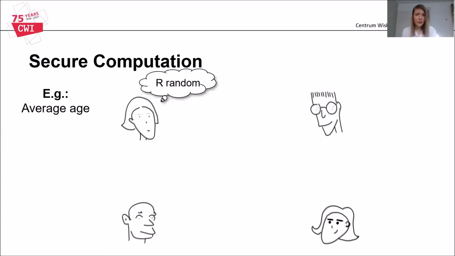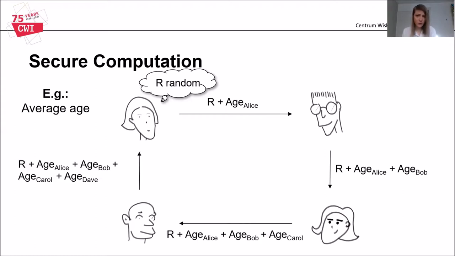What can they do? Well, the first party can think of a random number, and send on her age blinded by this random number. The next person can add their age to the sum, and so on and so on. Finally, after going around in the circle, the first person can subtract their age, divide by four, and send the result to all the parties. So I hope that you see that this is correct, but is it also secure?